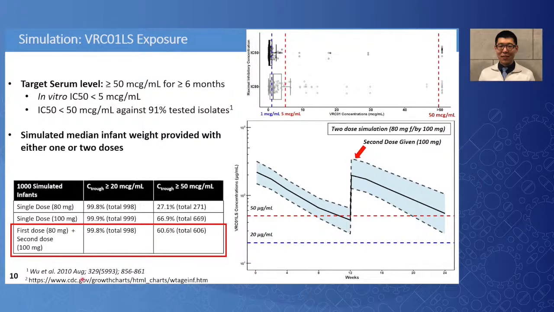For all three simulations, as depicted here, greater than 99% of simulated infants have C-trough greater than 20. However, this is substantially less for patients with C-trough greater than 50 micrograms per ml. Only 27% have C-trough greater than 50 micrograms per ml after a single 80 mg dose administration, and only 61% after sequential administration. So a higher dose and more frequent administration will be needed to maintain a targeted serum level of greater than 50 micrograms per ml.